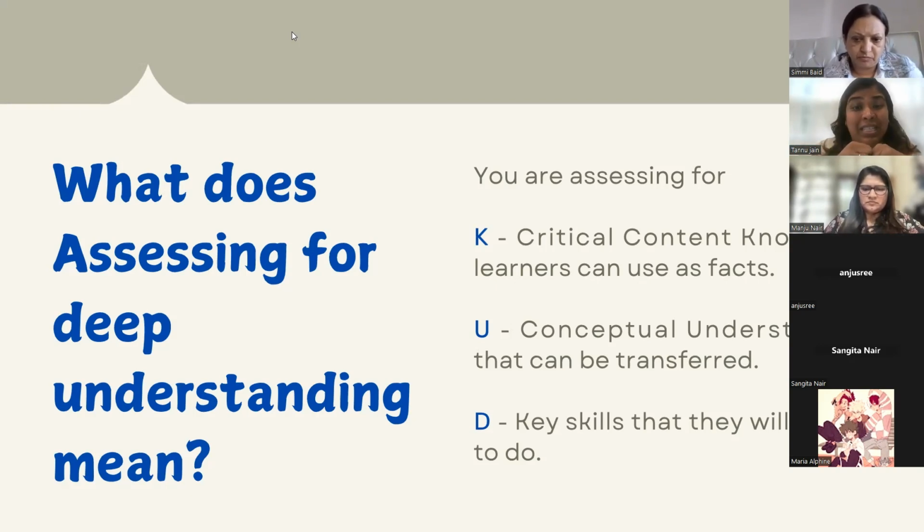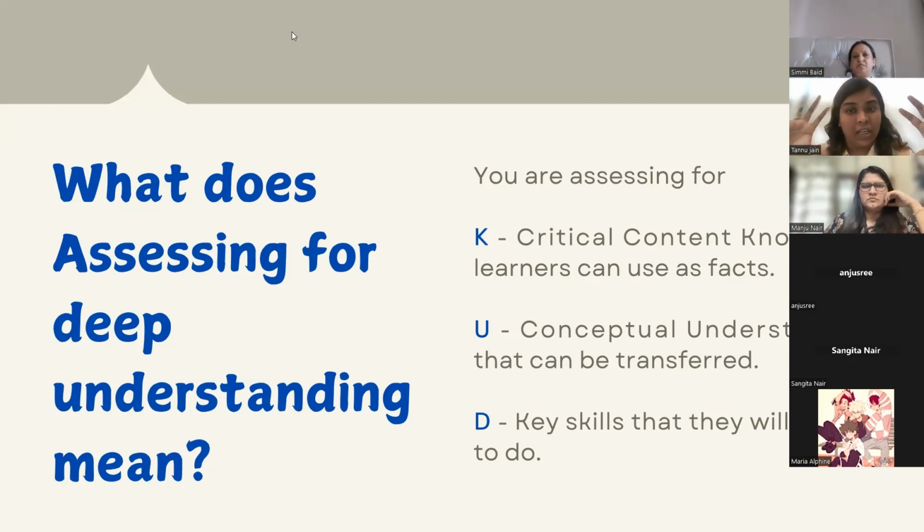You're also assessing the conceptual understanding, that is your transferable idea. Your knowledge is locked in time and space, but your conceptual understanding is a transferable idea. And third is D, that is your do, the key skills that you'll be able to do with that. So how I look at it is: this is the critical content knowledge the learners will acquire, and with that acquisition of knowledge towards this understanding, they'll be able to do this. This is how I put it together, and this is how my assessment for deeper understanding goes.